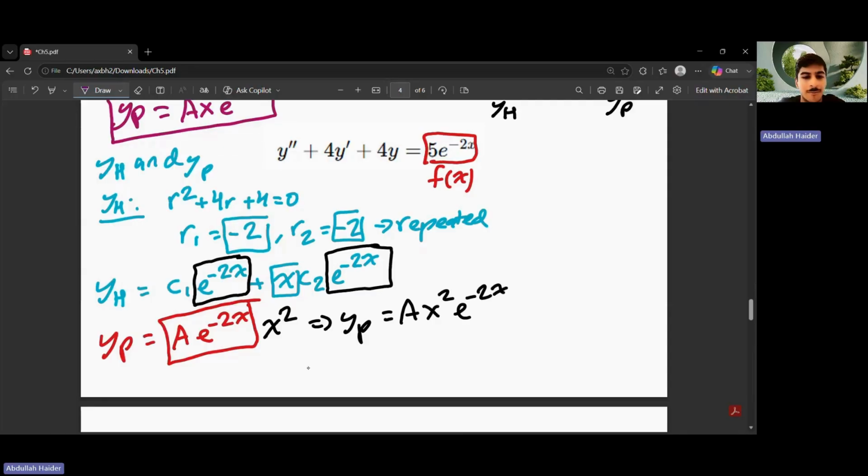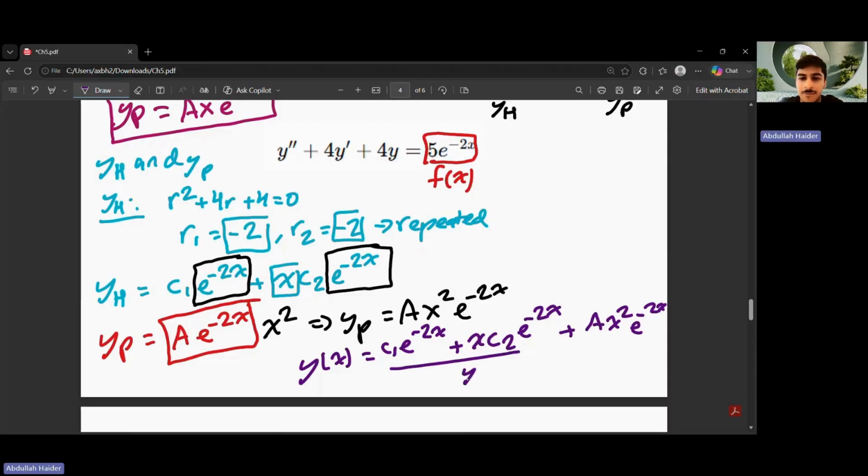And your final solution, y of x, is going to be yh plus yp: C1 e power negative 2x plus x C2 e power negative 2x plus yp, which is ax squared e power minus 2x. This is your yh, this is your yp, and that's it for the question.